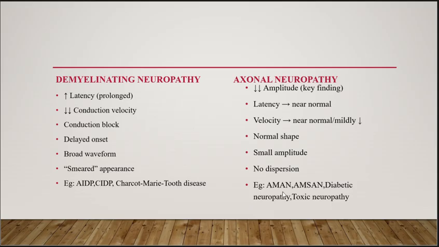And for axonal types like AMAN, AMSAN, and diabetic neuropathy, if we find these waveforms, we can assume there will be a poor prognosis of the outcome. Thank you.